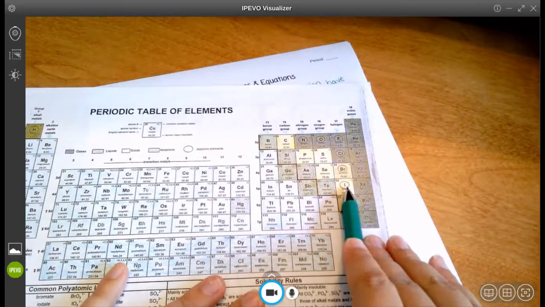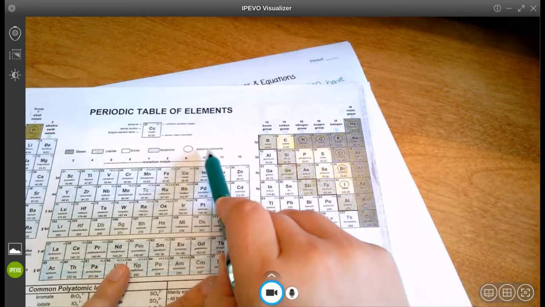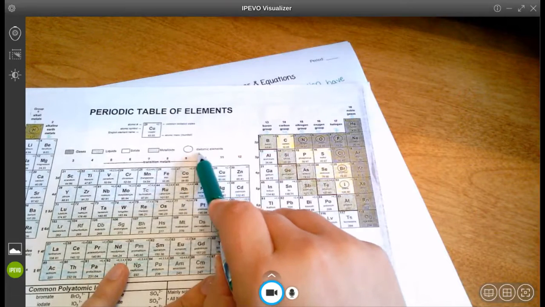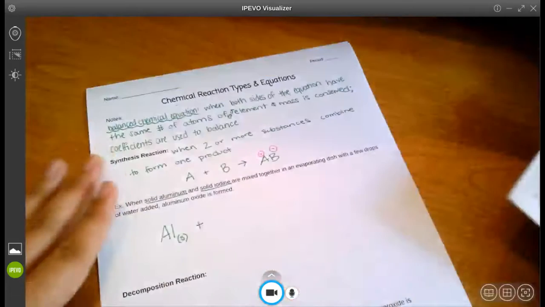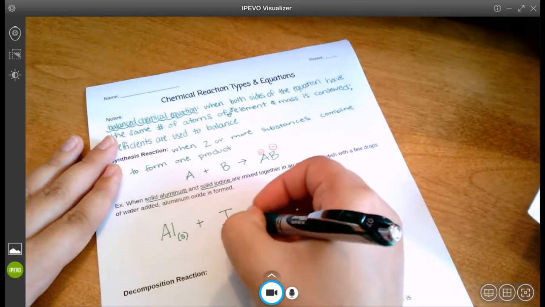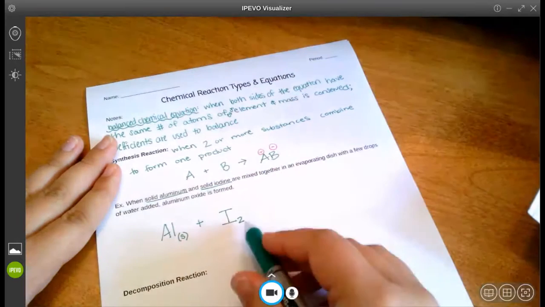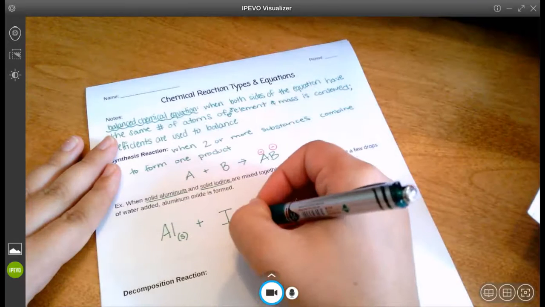It is I. It has a circle around it, meaning it is one of our 7 diatomic elements. So when we write it by itself, it needs that baby 2. It has a circle, it's diatomic, it needs that baby 2. And that is also a solid.